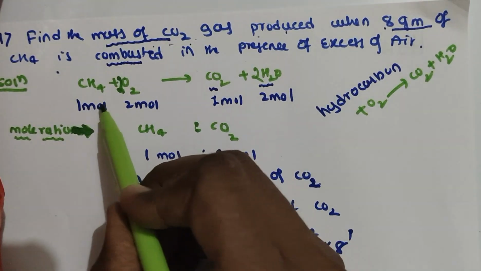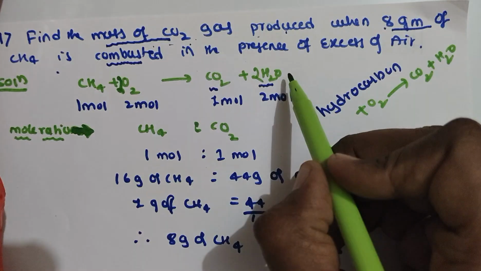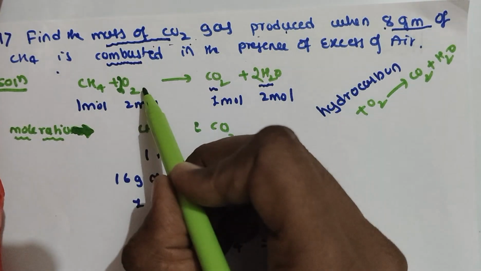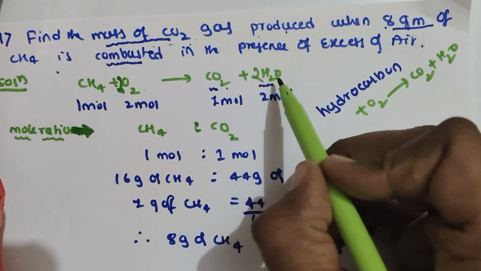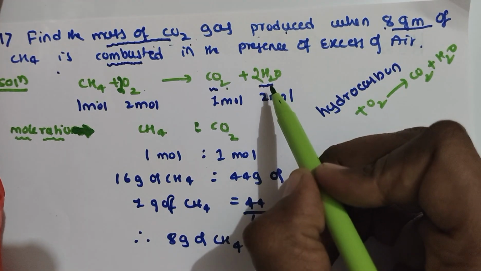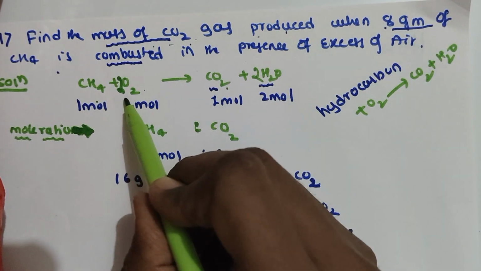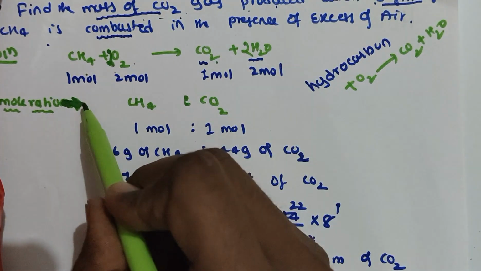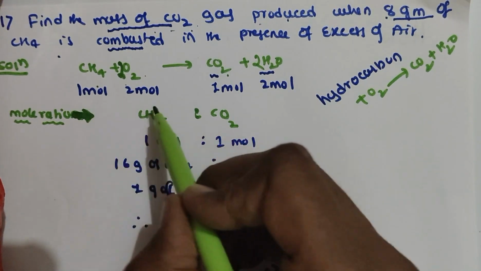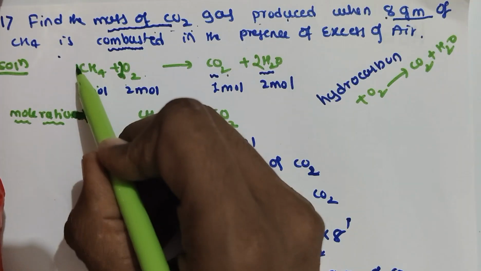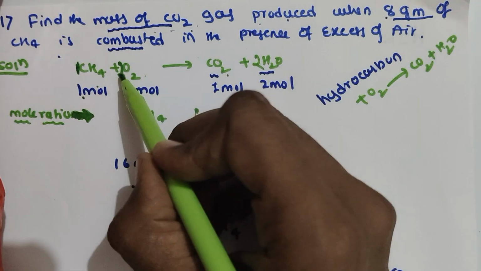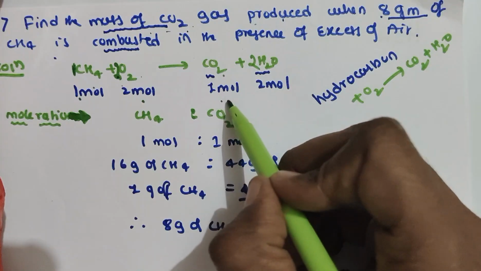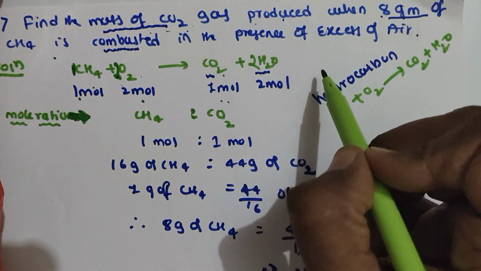Here combustion of methane is given. Therefore, first we have to write the balanced chemical reaction. This is the first step of the calculation. So first, CH4 plus O2 gives rise to CO2 plus H2O. On balancing we get 2O2 and 2H2O. Below that we can write the mole ratio. 1 mole of CH4 and 2 moles of O2 both react to form 1 mole of CO2 and 2 moles of H2O.